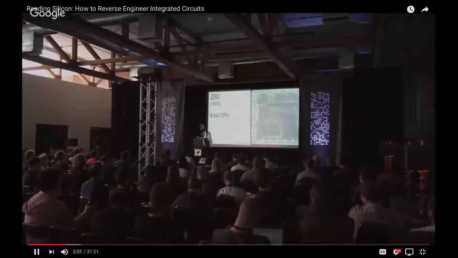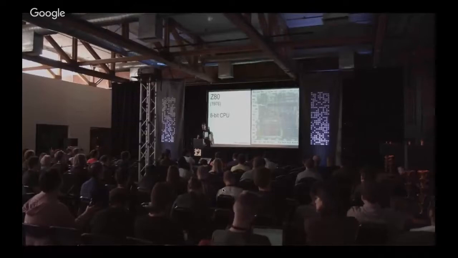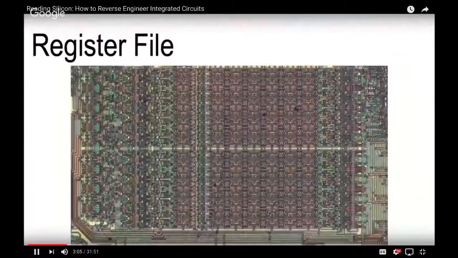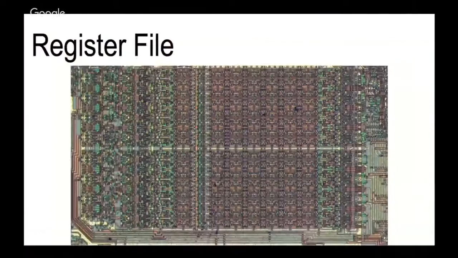Here, and those we can look at in more detail. First block is the register file, and whenever you see a bunch of repeating patterns like this, each one of these little blocks is one bit of storage. And so this is the Z80's internal registers. If you count down, there's 16 blocks, so it's a 16-bit register pair. So each column is a separate register.